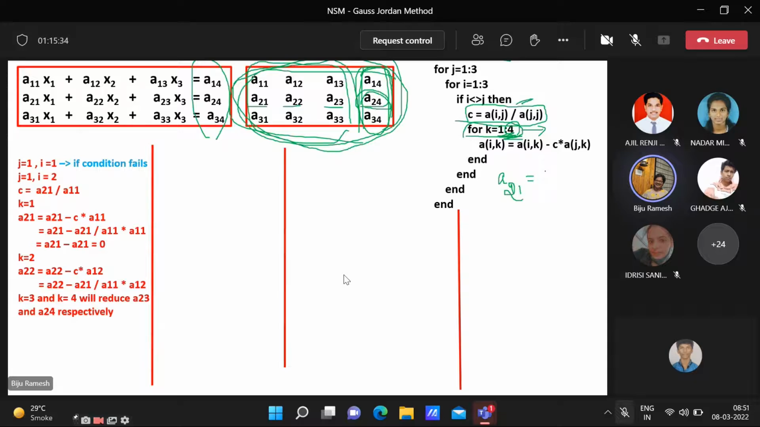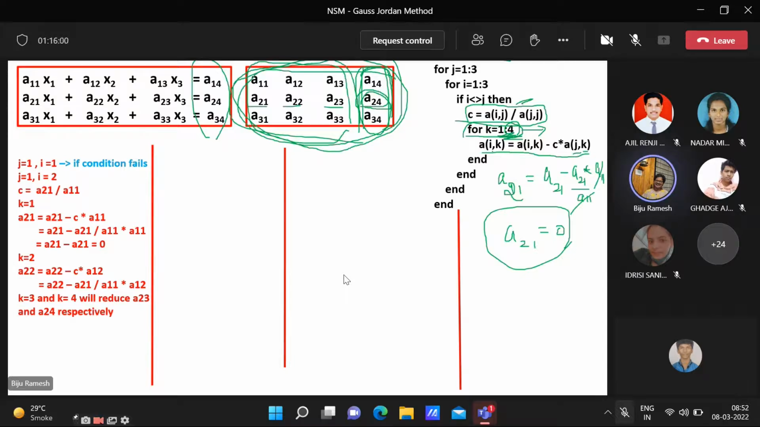So A21 is equal to A21 minus C we have already found it as A21 by A11 into A jk. What is A j k? J is 1, k is also 1. So A 1 1. So these two will be cancelled and you will have A21 is equal to 0. Okay, so that's what you have written here.